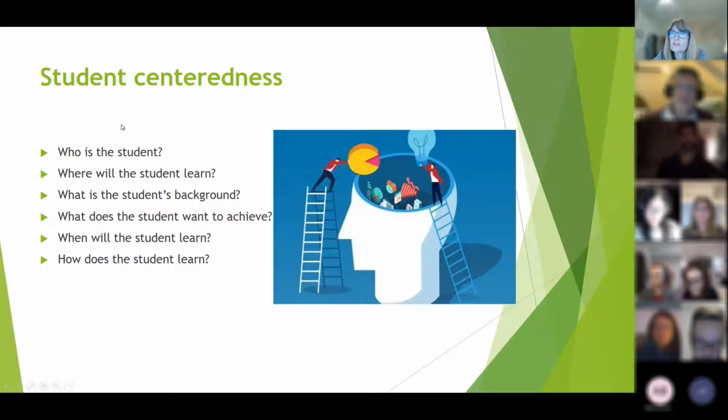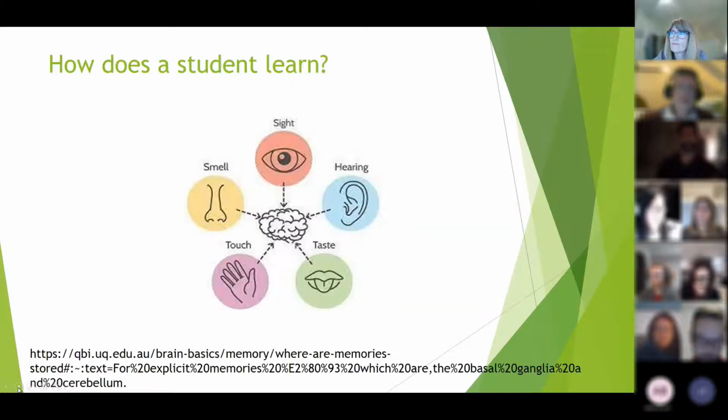I don't know if you've heard this, the 5 W's and the 1 H. So these are the questions we ask. When will the student learn? And how does the student learn? Now, these are questions we keep in the back of our mind when we design.